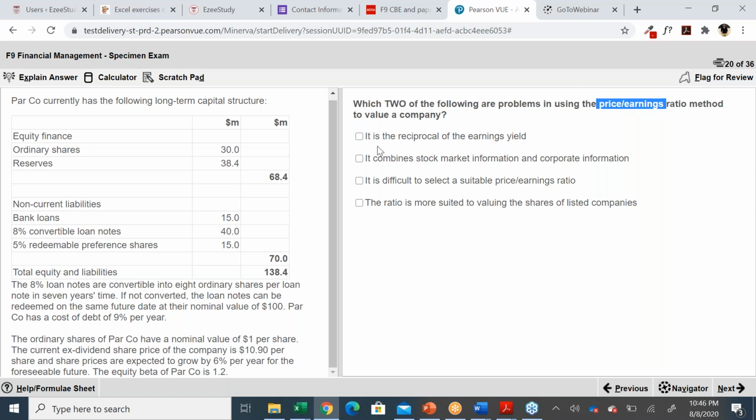Okay, let's look at the problems. It is the reciprocal of the earnings yield. It is a characteristic of the PE, but it is not a problem. It combines stock market information and corporate information. No, that's not something about PE ratio. It is difficult to select a suitable price earning ratio. Yes. Selecting a price earning ratio of a similar company is a very subjective thing. How can you call a company exactly similar to another company? There must be some difference between the two. And secondly, the ratio is more suitable to listed companies. So these are the two options. Two were to be chosen.